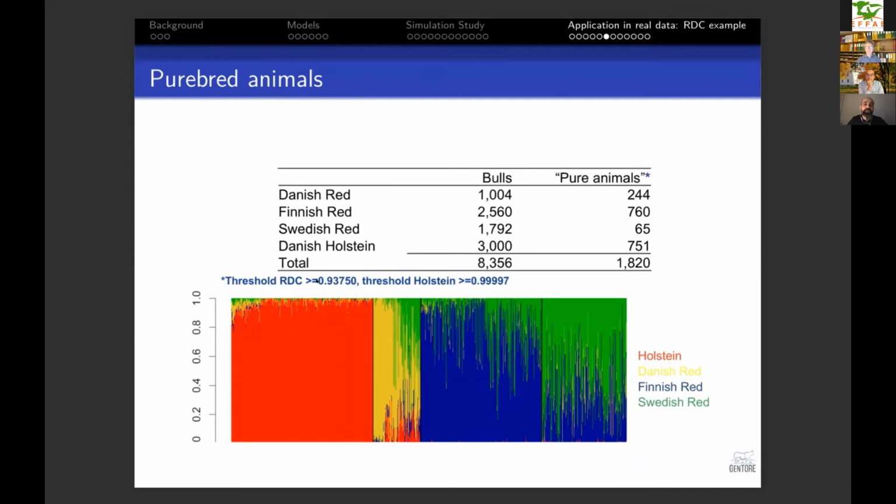So we applied a threshold to decide purebred animals from each of these breeds. And here are the thresholds we applied for RDC and Holstein, and that led us to a little less than 2,000 purebred animals, which were used to estimate breed origin of alleles for 51,000 animals in the whole data we have.